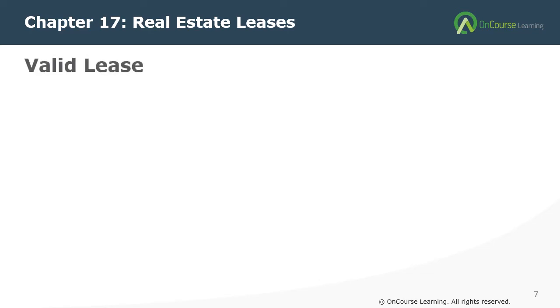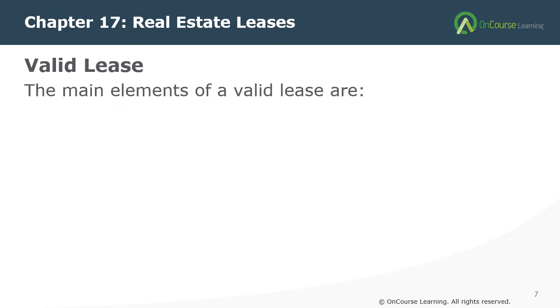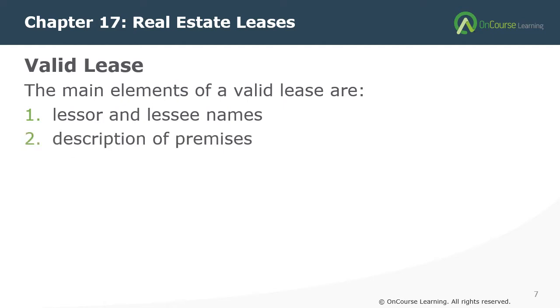There are several elements that encompass a valid lease. First of all, both the lessor and the lessee have to be named in a valid lease. We also need a description of the premises. A legal description of the property is not required. Purely a street address will suffice.